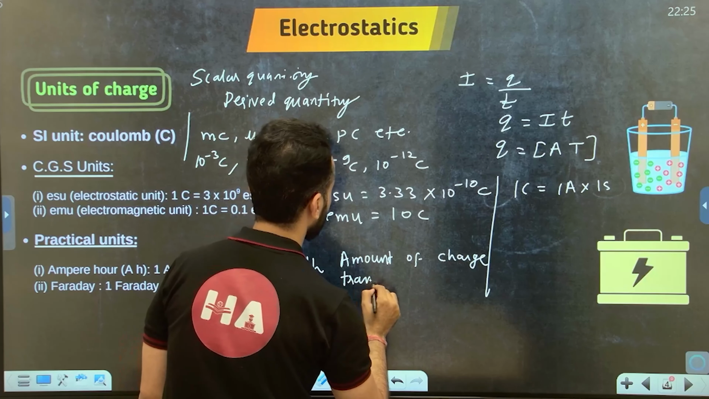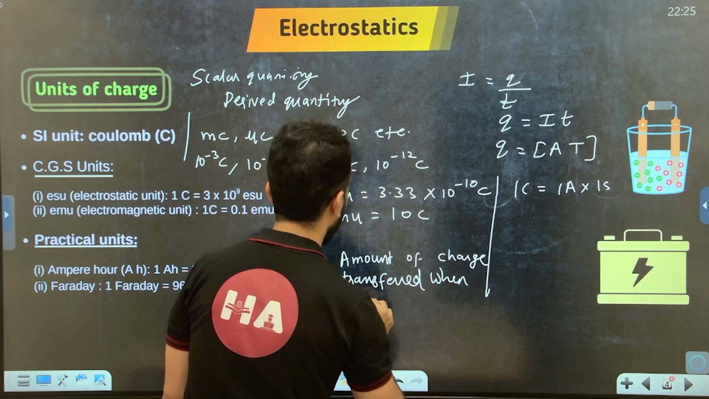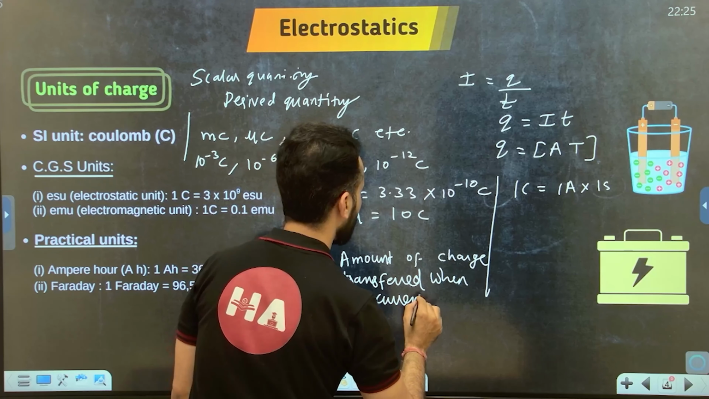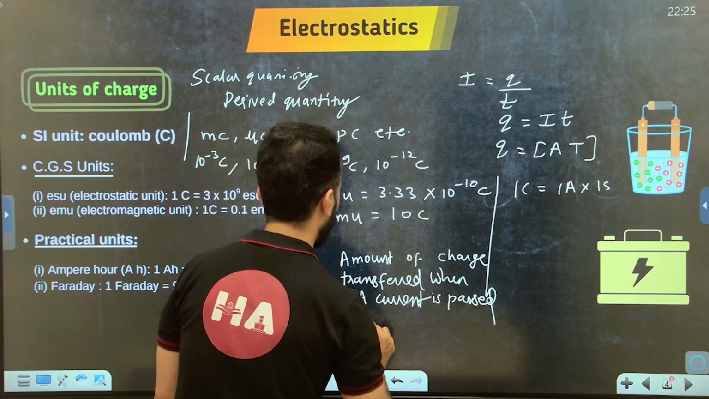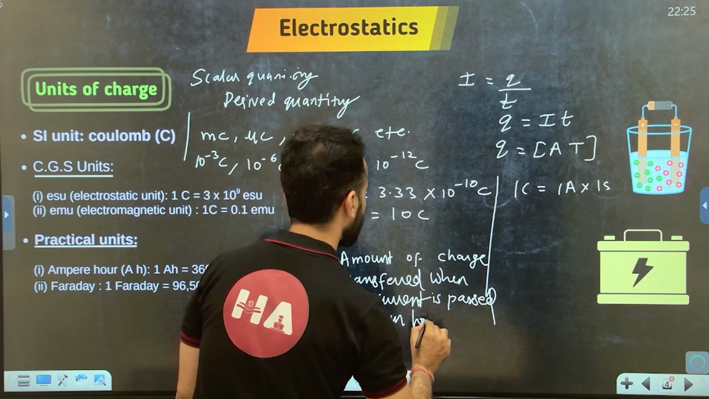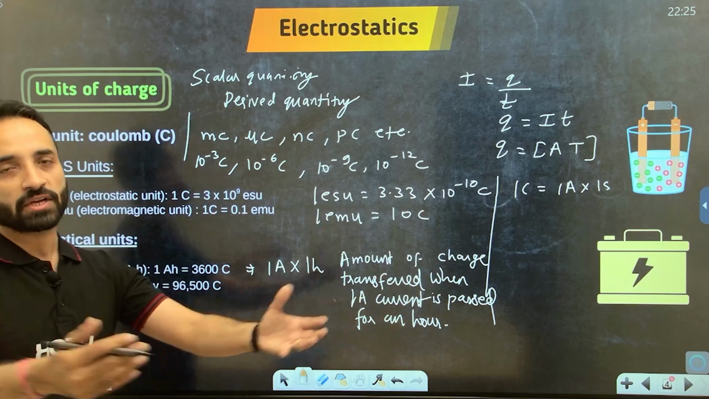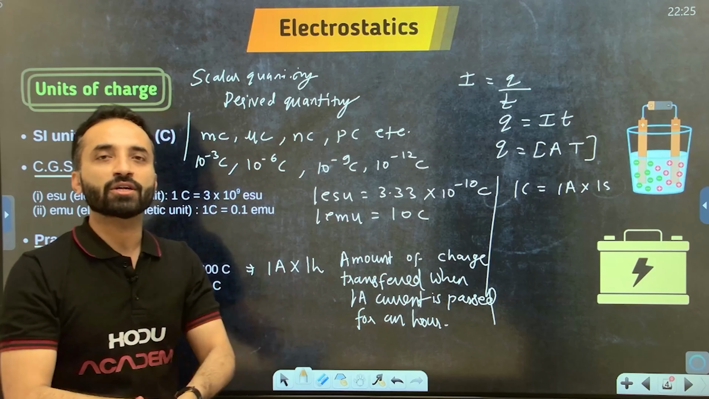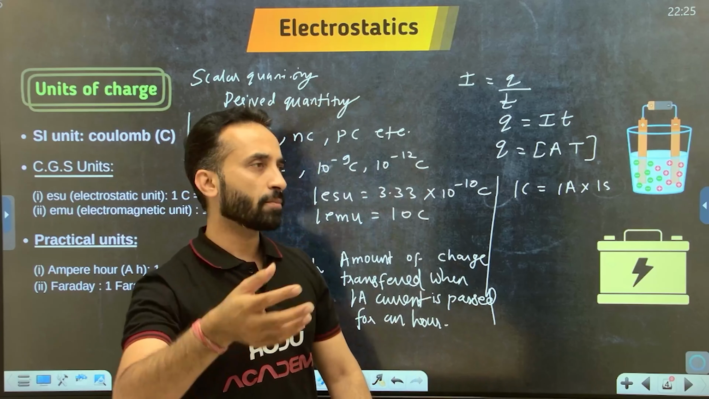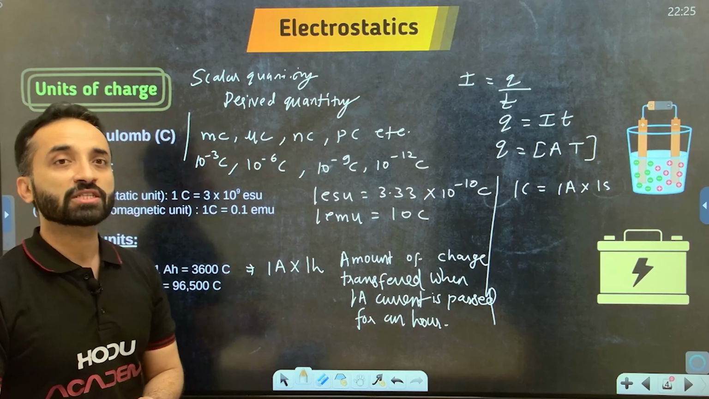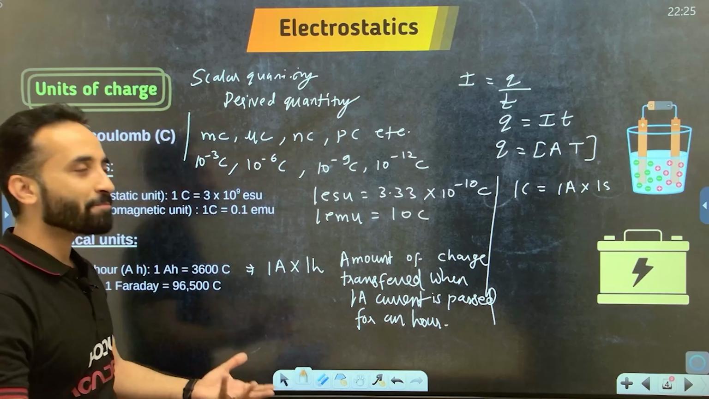transferred when 1 ampere current is passed for an hour. So if 1 ampere current is passed for an hour, then the amount of charge that is transferred, you have come across this term whenever you are specifying the capacity of a battery. Think of the battery of your mobile phone. So you would say that we have come across the term milliampere hour, mAh. So milliampere hour is this only.